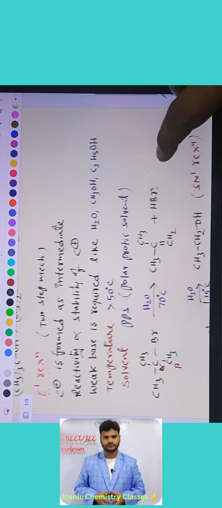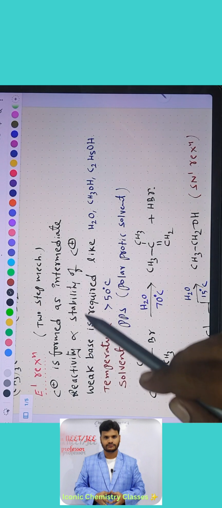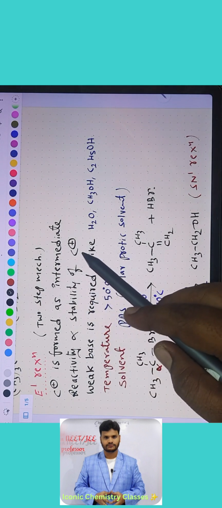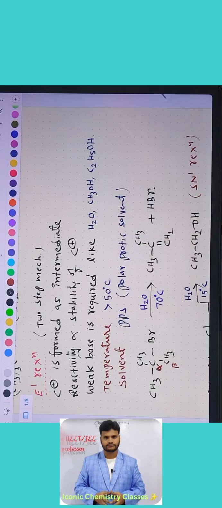E1 is like SN1. E1 reaction is a two-step mechanism. Carbocation is formed as intermediate. Next, reactivity is directly proportional to stability of carbocation. Weak base is required, like water, methanol, ethanol. Generally, students, E1 reaction means we have to use weak bases. Water, methanol, ethanol are very prominent weak bases to do E1 reaction.